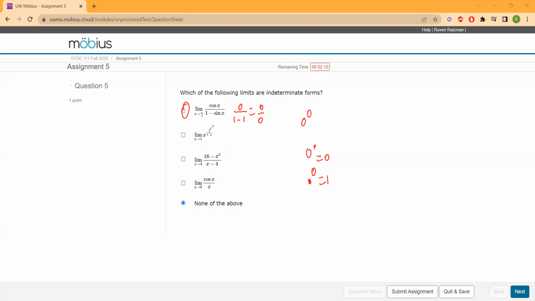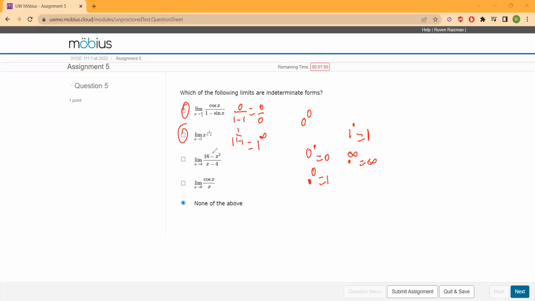Here we have x to the power of 1 over 1 minus x. So we're going to get 1 to the power of 1 over 1 minus 1, which is going to equal 1 to the power of infinity. And this is also an indeterminate case, because 1 to the power of anything always equals 1, but anything to the power of infinity is always equal to infinity. And that's where your contradiction comes in.